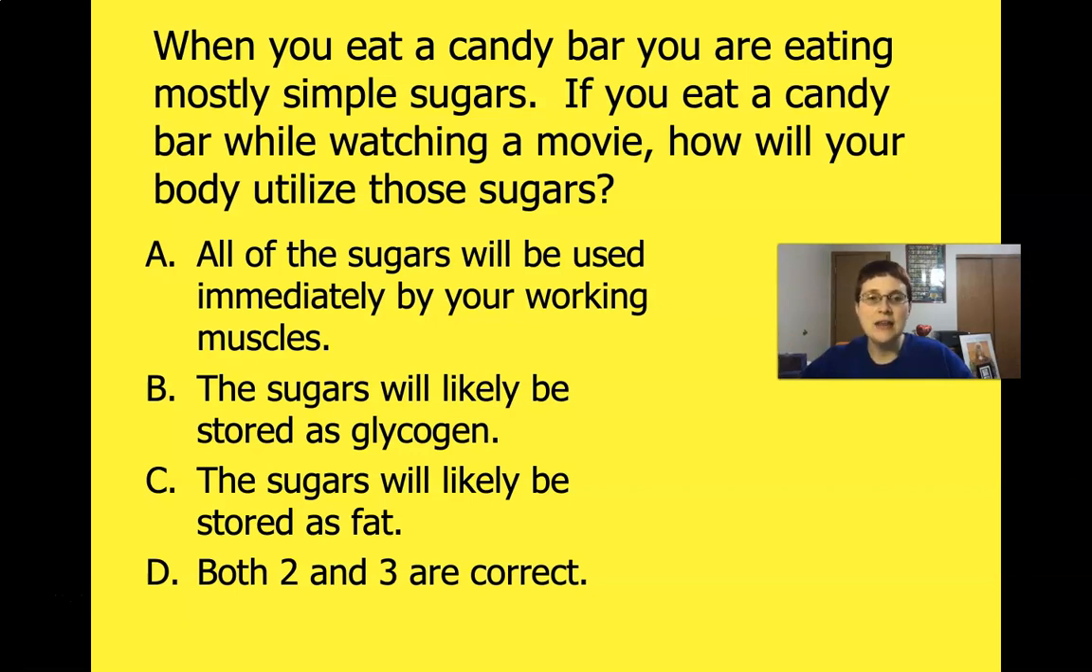And the best answer here is D. Because you're sitting watching a movie, I'm assuming you're not up running or something while you're watching the movie. If you are, good for you. But most of us sit and watch movies. So that means that your body is going to take that sugar from the candy bar and store it as glycogen and store it as fat, because you're not doing anything to actually burn that sugar off.